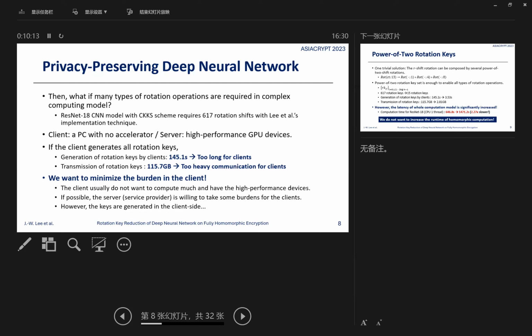So if possible, the server, which has the high performance GPU, is the service provider. The role of the server is service provider, so the server is willing to take some burdens for the clients. However, the rotation keys should be generated on the client side for security. So this is the main problem in our paper.